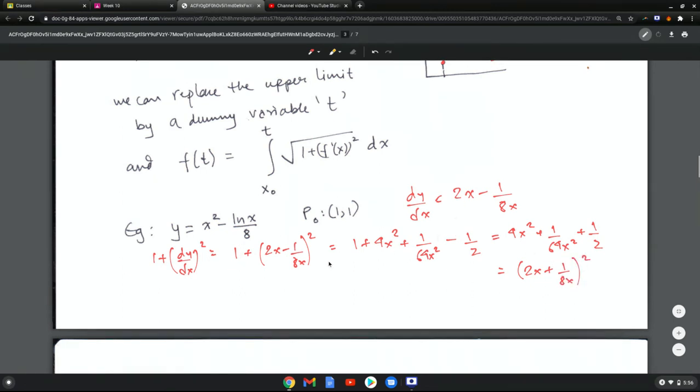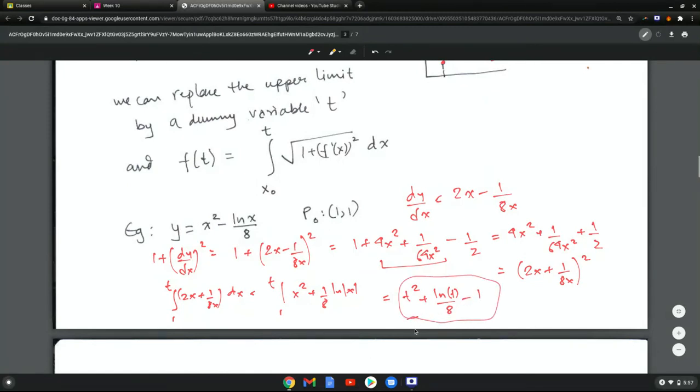So the nice thing that happened here is this was a (2x minus 1 over 8x) squared, which is going to have these terms with a negative half, but adding 1 becomes a positive half, so this is a positive square root now. So the integral just becomes 1 to t. Remember, I have to take the square root, so I'm left with 2x plus 1 over 8x dx, which is x squared plus 1 over 8 ln x from 1 to t, which is t squared plus log of t over 8 minus 1.